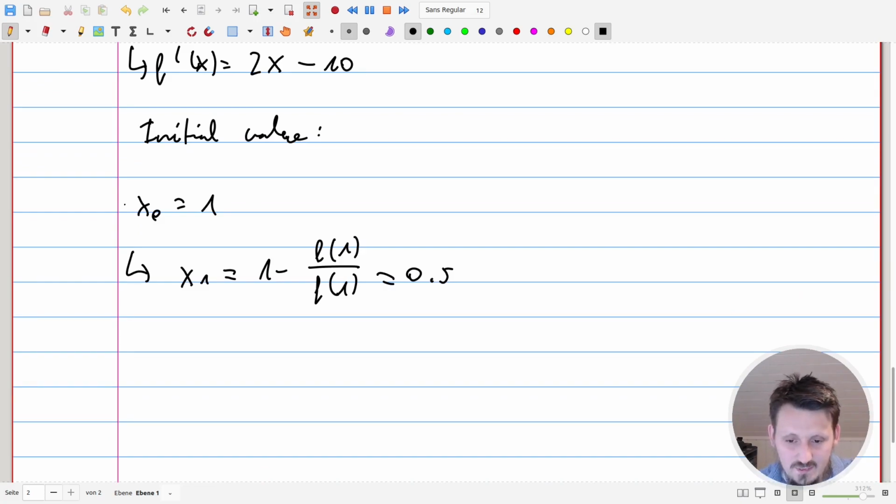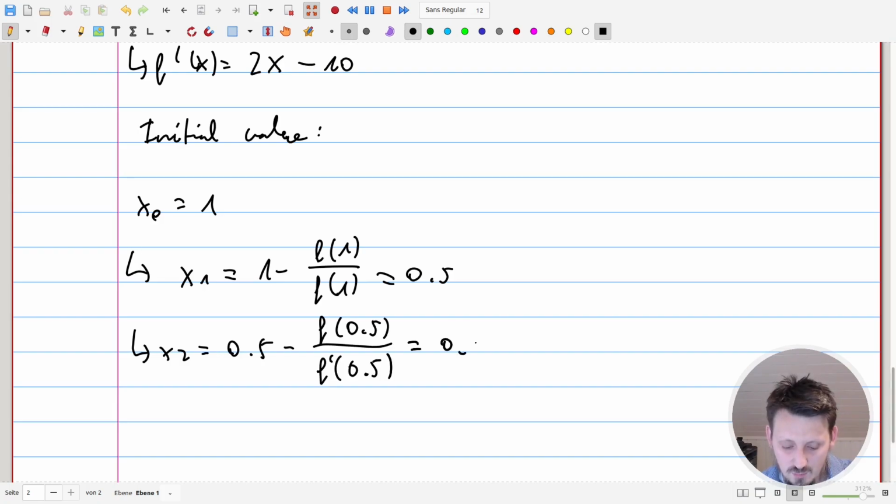So in the next step, what we can do is calculate, of course, x2. Then we have to insert this value back into our formula. This is f of 0.5 divided by f prime of 0.5. And when you do this, you get 0.527778. I think it's just periodic 7.